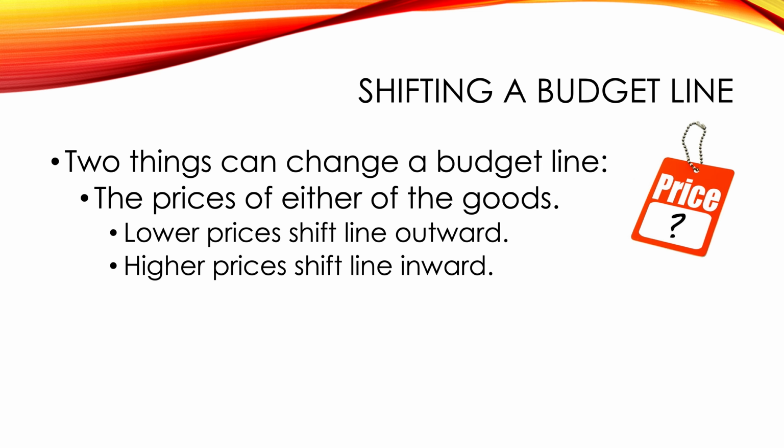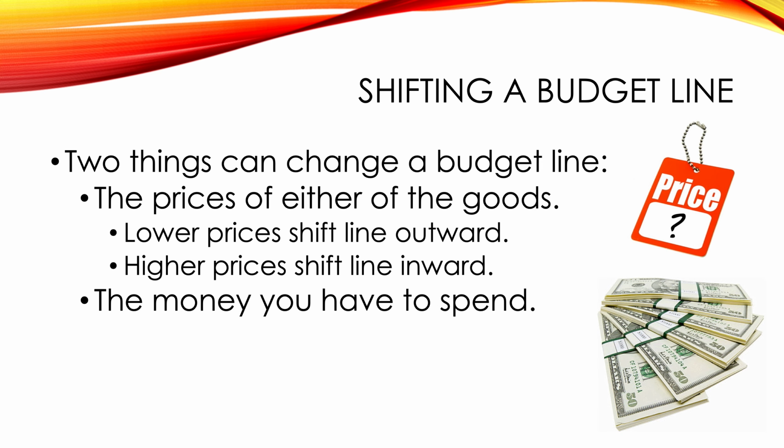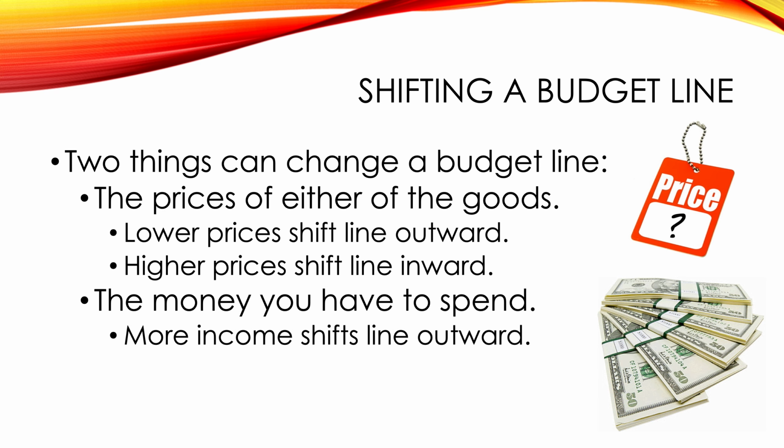And the other thing that could change is the money available that you have to spend, right? So I set you guys at $100. Well, if it was more than $100 or less than $100, that's going to affect the budget line. So if you have more income to spend, your budget line shifts outwards. Why? Well, you can buy more of everything, right? If your income decreases, the line shifts inward because now you can't buy as much of either thing as you could before. So budget lines can shift in and out depending on income, depending on the prices of things as well.